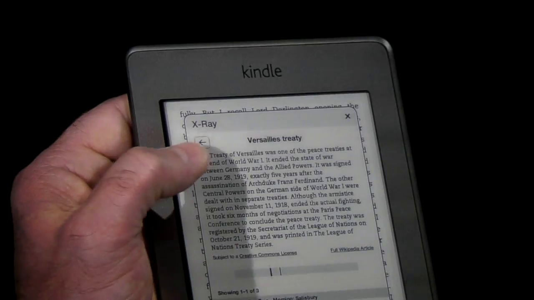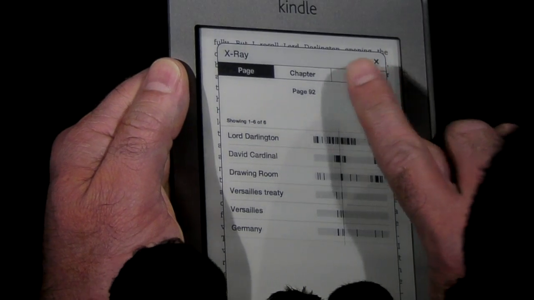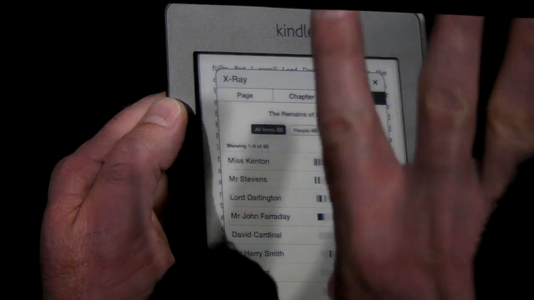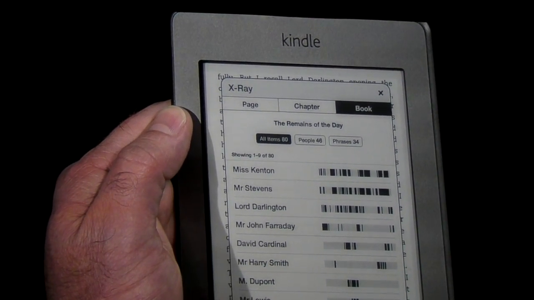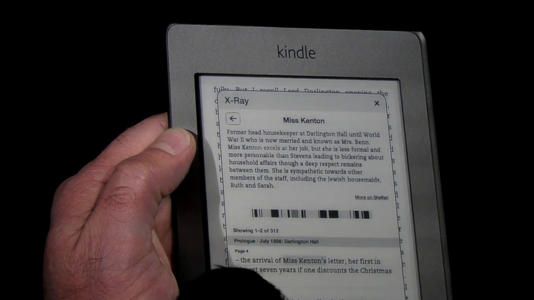Let's go back. And I'll expand out to the book. You can sort of change your scope of view. And let's look at Miss Kenton. It's an example of a fictional character.